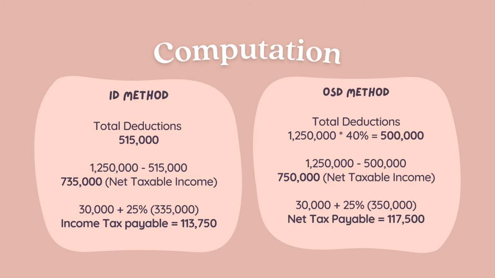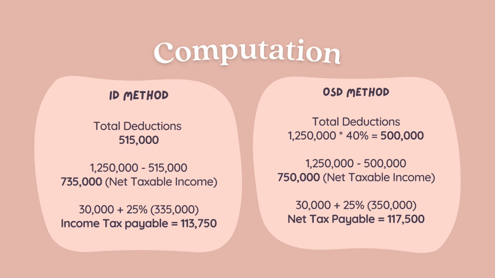And then you would do the same process of looking at your annual income tax table. For this example, $750,000 falls under the $400,000 lower limit and $800,000 upper limit. Same method applies. Subtract $400,000 from your net taxable income, which will result in $350,000. And then the tax on lower limit is $30,000. $30,000 plus 25% multiplied by $350,000 will get you the result of $117,500. And that is your net tax payable for the OSD method.